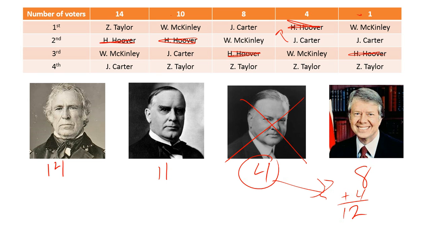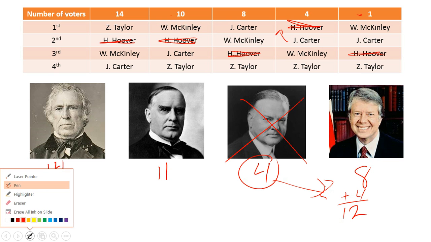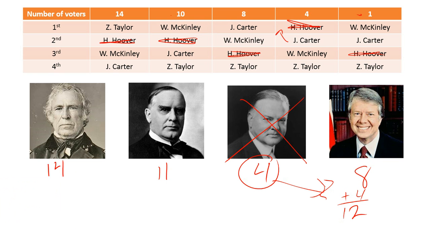Okay, and now we do the same thing, but with the new counts. So Taylor has 14, McKinley has 11, and now Carter has 12. Who has the least amount? Well, it's McKinley. Alright, so now we go through and we eliminate McKinley from each one. And again, whoever is in second or behind him gets his new first place votes. In both these cases it's Carter. So Carter now gets 11 more votes, and Carter's up to 23.